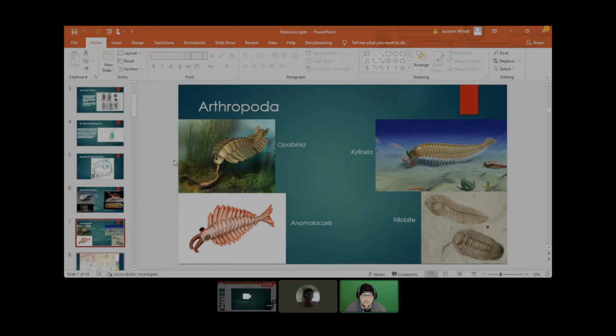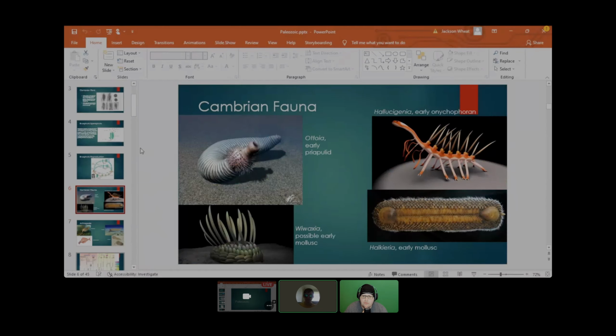Okay. Wow, I'm learning so much. Same with, so if I go back a slide, with these guys, Hallucigenia is a stem onychophoran. It's a stem velvet worm. Wow. So it evolved before the first velvet worms. The common ancestor, before the last common ancestor of all modern velvet worms is when it branched off.